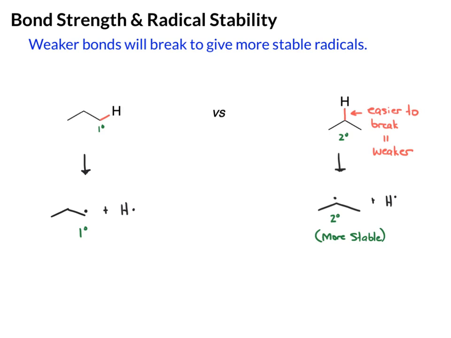This will be important when we go to do reactions because we're going to have to predict which CH bond is broken, and we're going to pick the one that is easiest to break. That will be the one that ends up giving us the product.